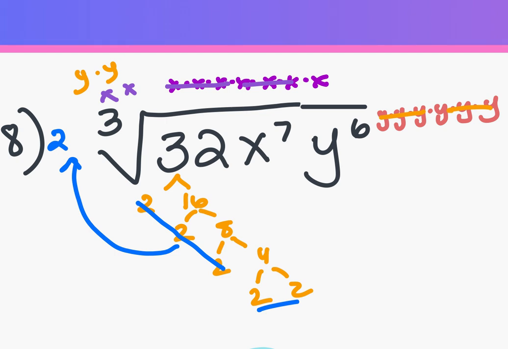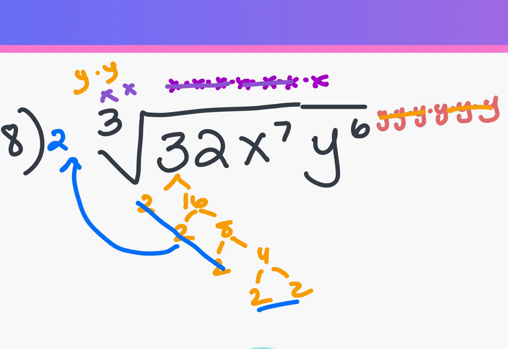With the variables, if you understand what you're doing, you can take the index and divide it into the exponent. However many times it goes in a whole number, so 3 goes into 7 twice with 1 remainder. The twice tells you that you can bring that many to the outside. The remainder tells you how many stay underneath.